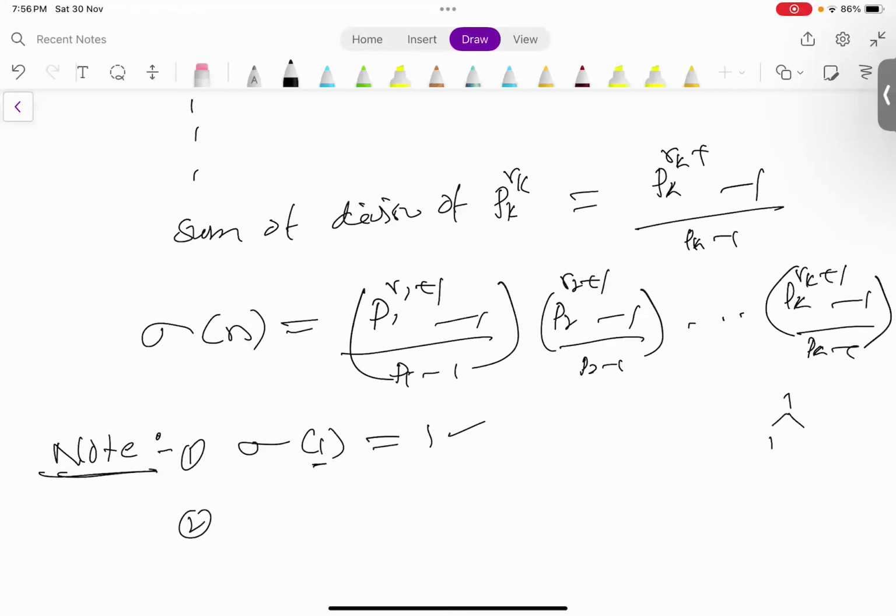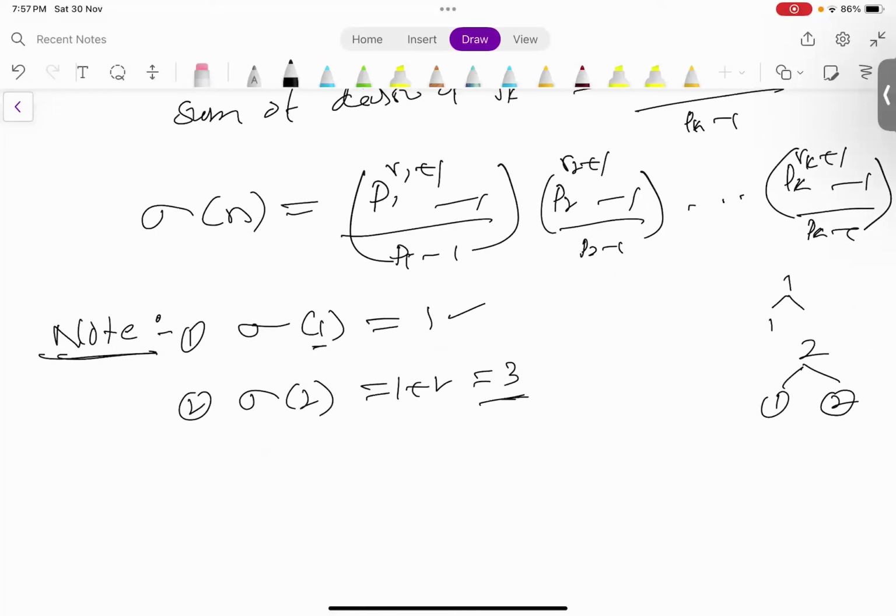Sigma 2 is needed. What is sigma 2? The divisors of 2 are 1 and 2 itself. 1 is a divisor, 2 itself is a divisor. 1 plus 2 is equal to 3. Can I use this formula also? Yes, 2 is equal to 2 power 1.